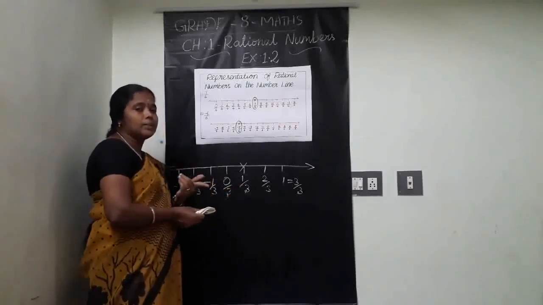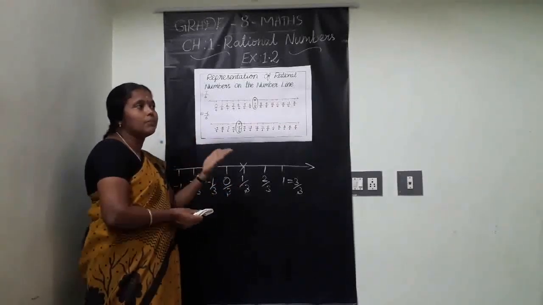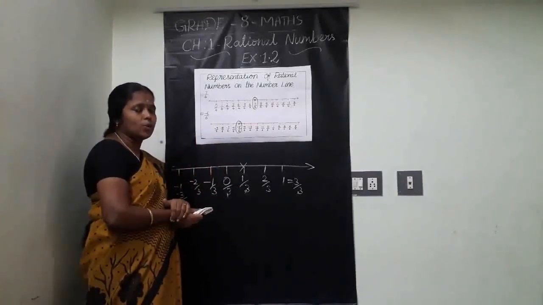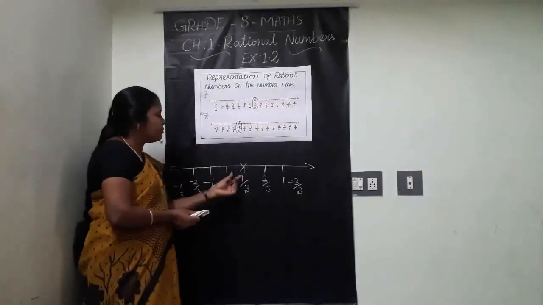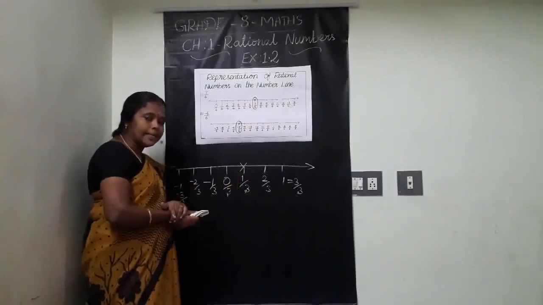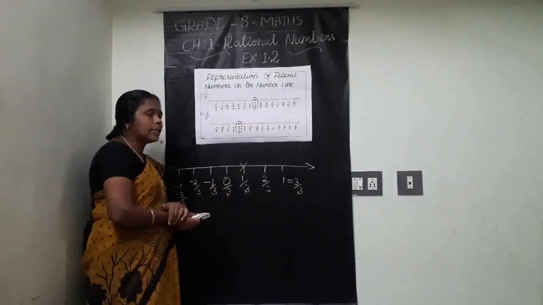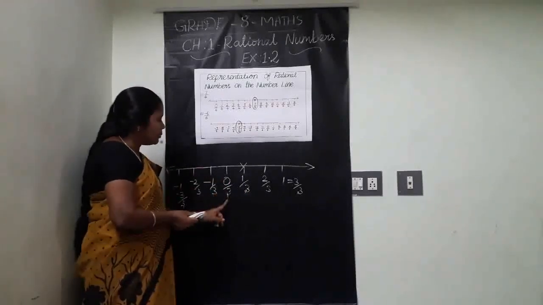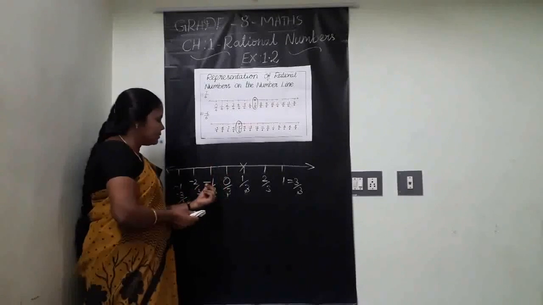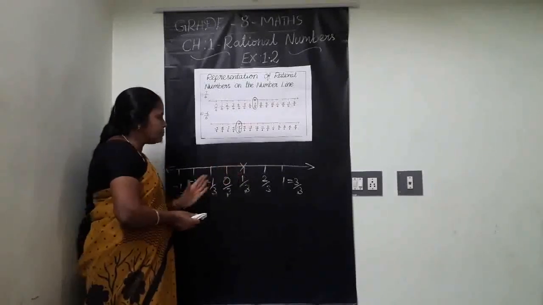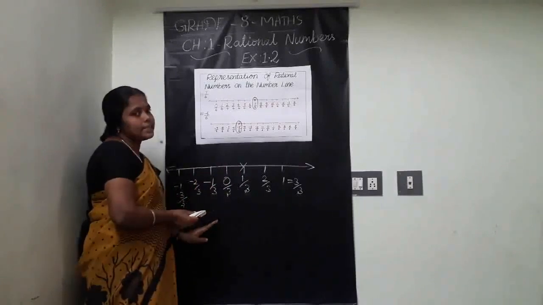In the beginning of this chapter, I told you the definition of rational numbers. Yes or no, what did I say? A rational number is a number that can be written in the form p by q, where p and q are integers and q is not equal to 0. Clear? So rational means fraction with sign, that means integers, plus and minus are involved. Such number lines are called the rational number line.